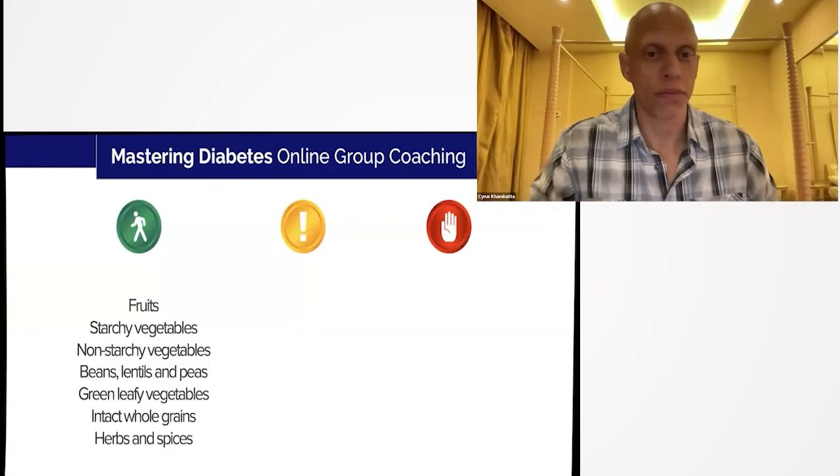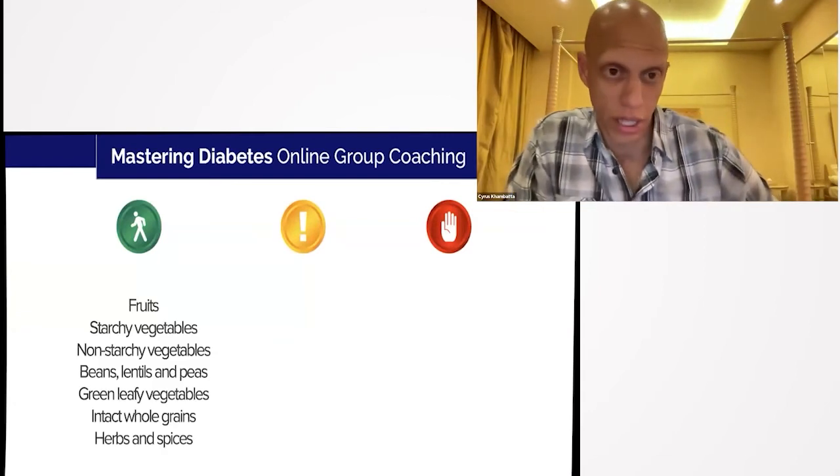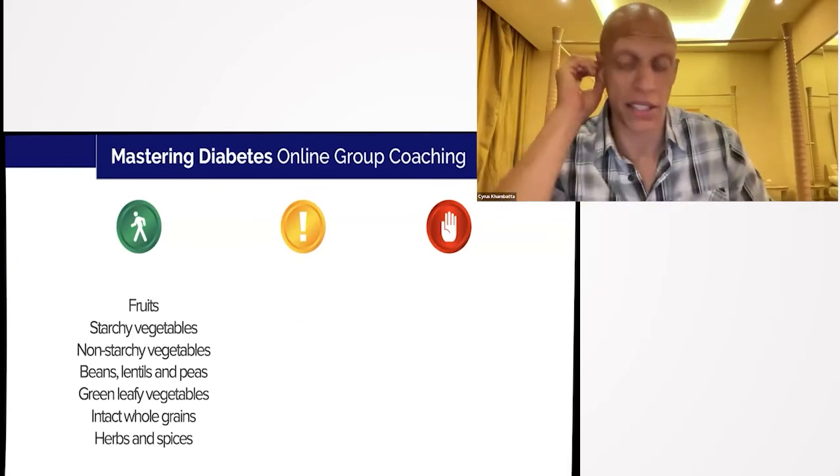Okay. So for the foods, we created a traffic light system, green light, yellow light, red light, just to make things as simple as possible.